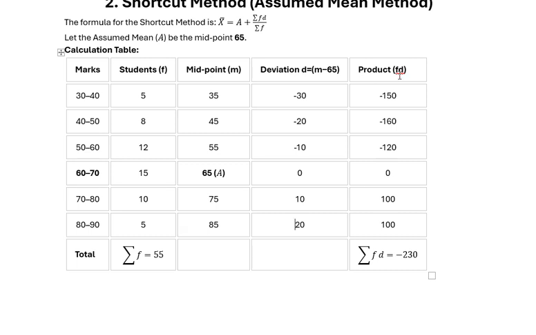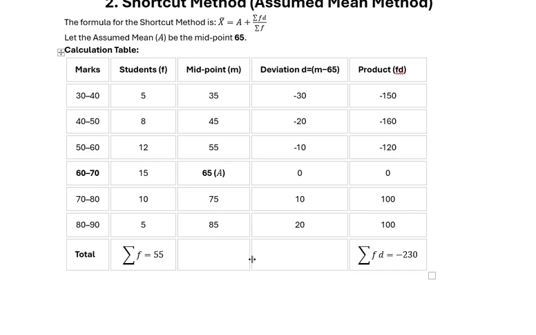So fd means D and f we are going to multiply. So 5 into 30 is equal to 150. 8 into 20 is equal to 160. Similarly, multiply all the values. You will get 150 plus 160 plus 120, so the total will become 430, I think. And from there we are going to subtract the 200. 100 plus 100 will become 200. So the amount will come to 230.